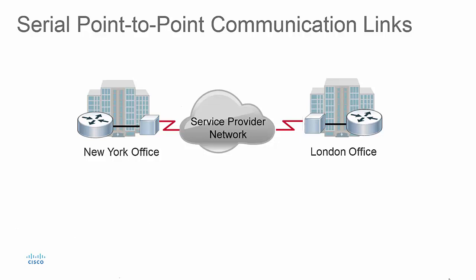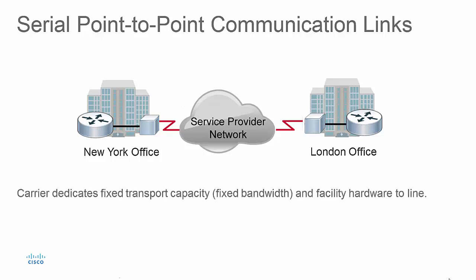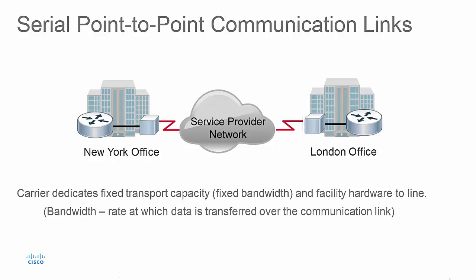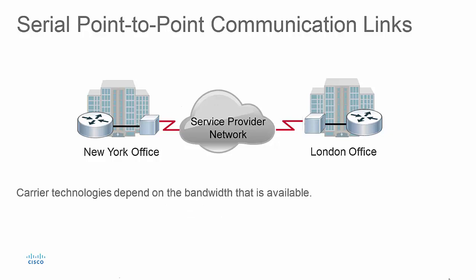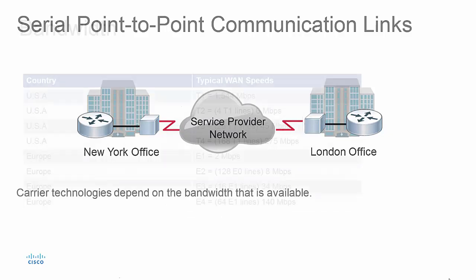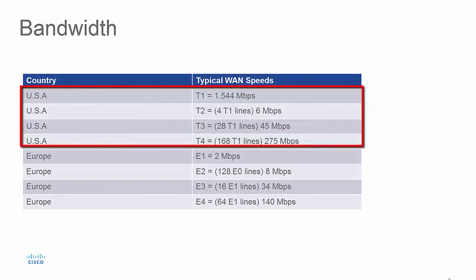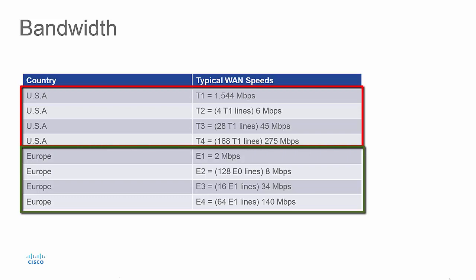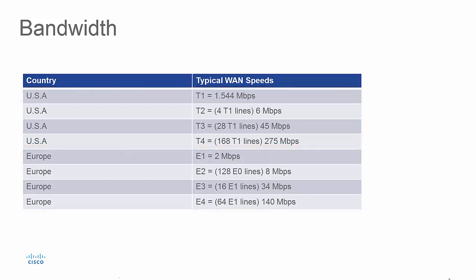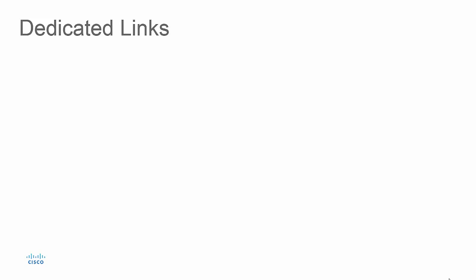And what does this mean? The carrier dedicates fixed transport capacity, so fixed bandwidth if you want, and facility hardware to the line that the customer is leasing. The bandwidth refers to the rate at which the data is transferred over the communication link. The actual underlying carrier technologies depend on the bandwidth that's available. For example, there's a difference in the bandwidth between the North American T carrier specification and the E carrier specification, as you can see.